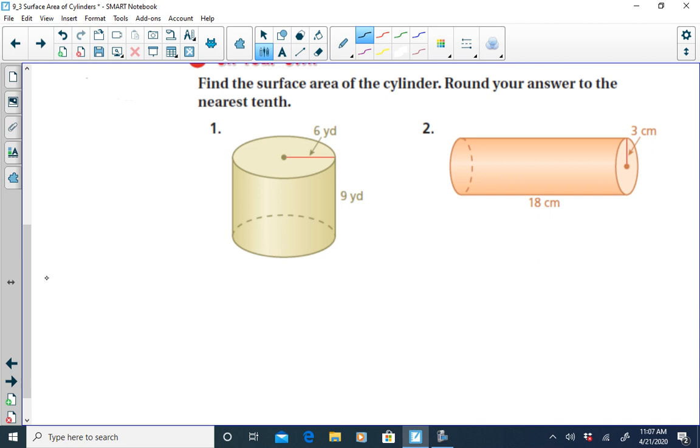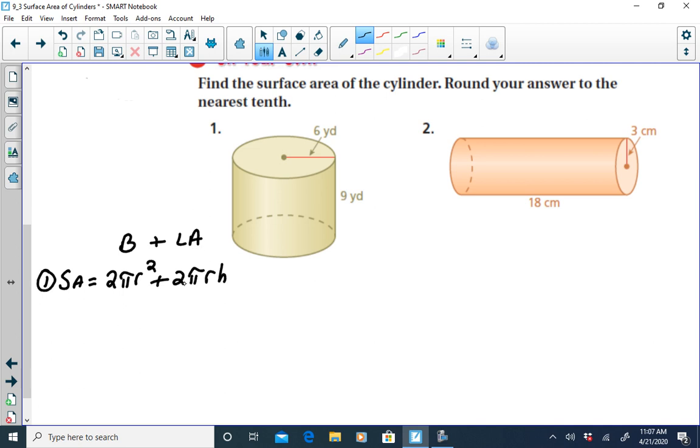Okay? Let's do problem 1 over here. Start by writing our formula. Surface area is going to be equal to 2 times pi times r squared plus 2 times pi times r times h. And just remember, this is the same as your base area plus your lateral area. Your base area are the area of the two circles, the 2 times pi times r squared, plus your lateral area.